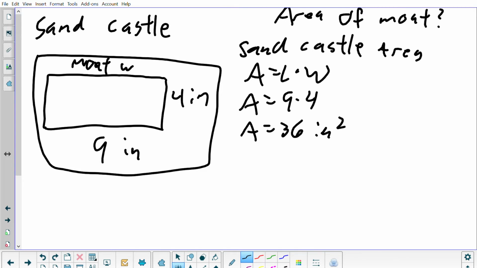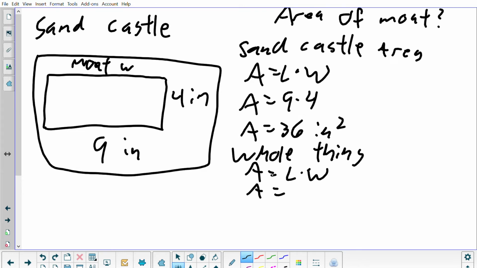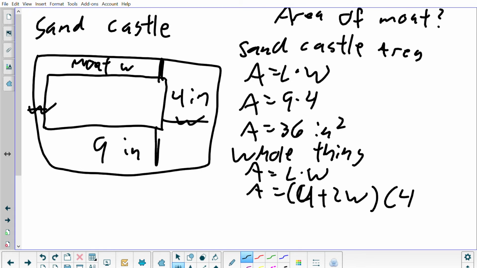Okay? Now let's find the area of the whole thing. Again, it's going to be length times width. The length is the 9 inches plus the moat on both sides. The moat is W all the way around, so that means length is 9 plus 2 W's, because there's a W here and a W here. The width is 4 inches plus the W on this side plus the W on this side plus 2W.